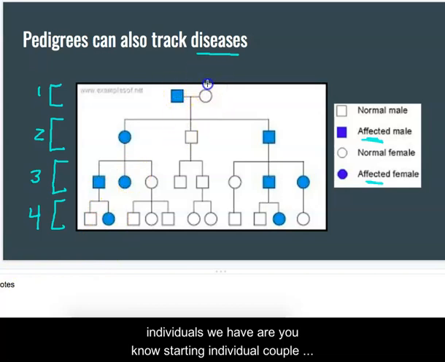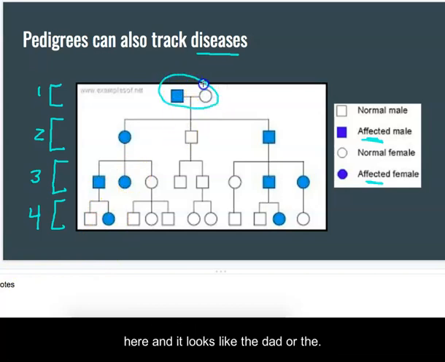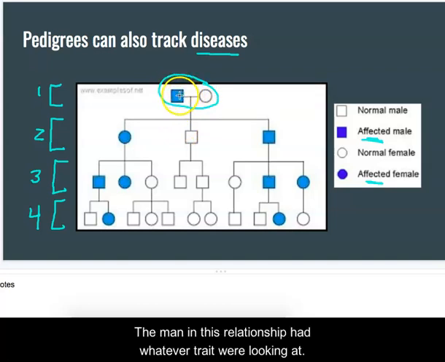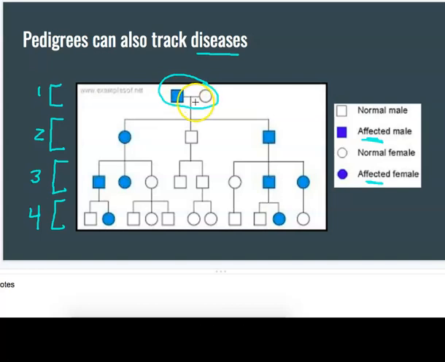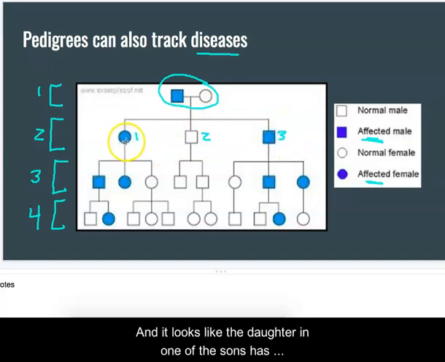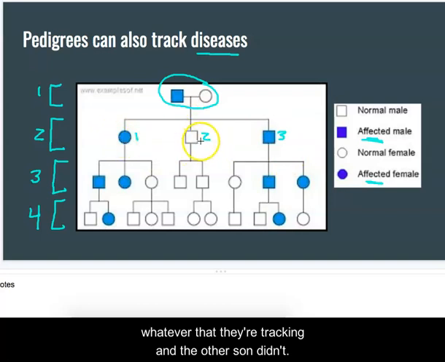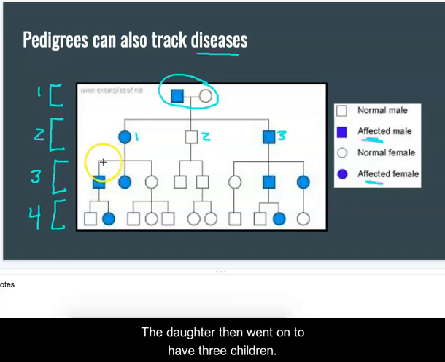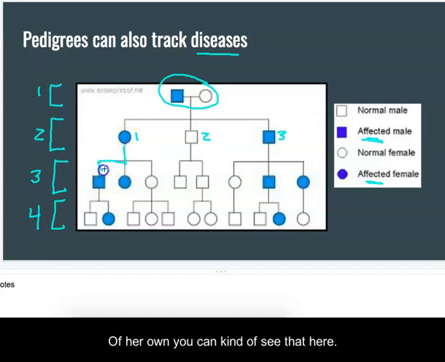We have our starting couple here, and it looks like the dad, or the man in this relationship, had whatever trait we're looking at. And then they had 3 children, a daughter and 2 sons. It looks like the daughter and one of the sons have whatever they're tracking, and the other son did not. The daughter then went on to have 3 children of her own. You can kind of see that here.